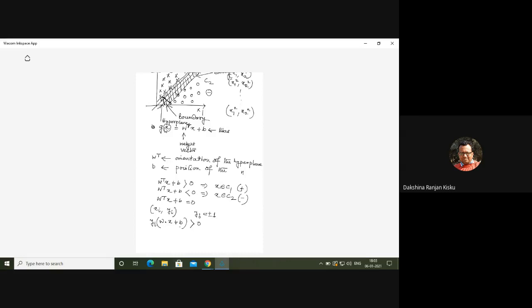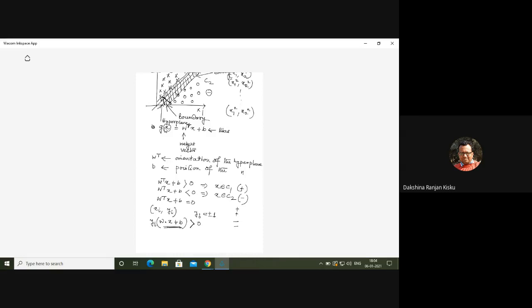Why? Because when we take a positive class example, that means a feature vector which belongs to the positive class, W dot X plus B will be positive. The corresponding class information, Yi, will also be positive. Therefore Yi into W dot X plus B will be positive, that means greater than 0. In case of negative examples, if the feature vector X belongs to class C2, W dot X plus B will be negative, and Yi will also be negative. So when we multiply these two quantities, the multiplication will have a positive result. That means Yi into W dot X plus B will always be found to be greater than 0.